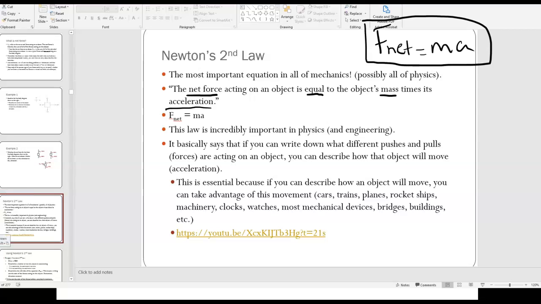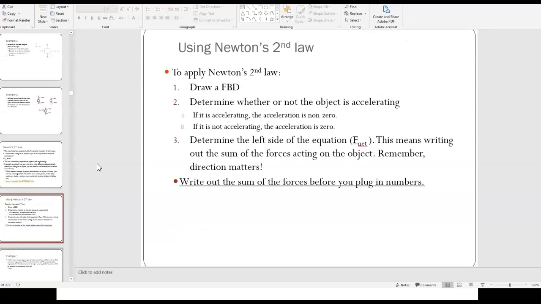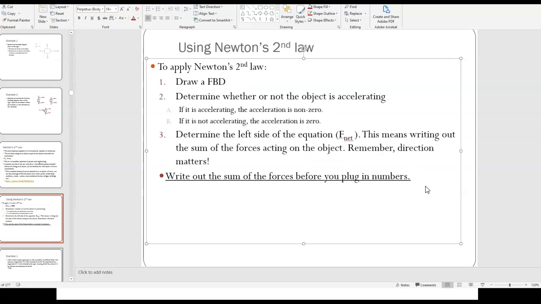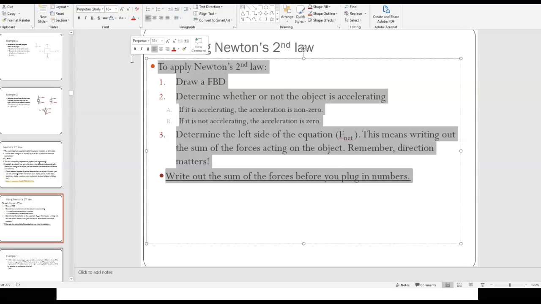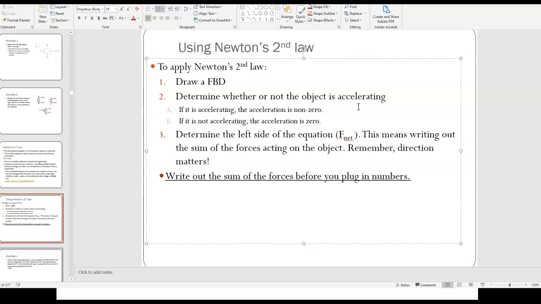Okay, so let's talk about how you solve problems with Newton's second law. Now, again, because we're going to be doing second law problems for the next couple of months, it's really important that you take good notes here, because all the problems we're going to see from now until, let's say, the end of, at least the end of the semester, if not longer, follow the same basic process. Okay, so it's really important that you add this to your notes. So here's basically how to apply Newton's second law. Step 1, draw a free body diagram for this situation.